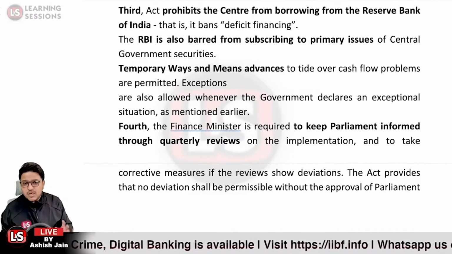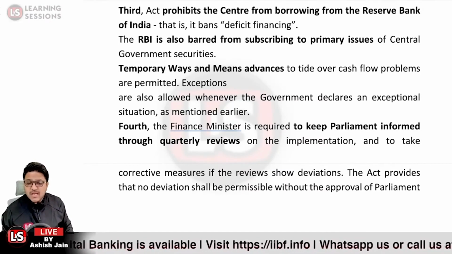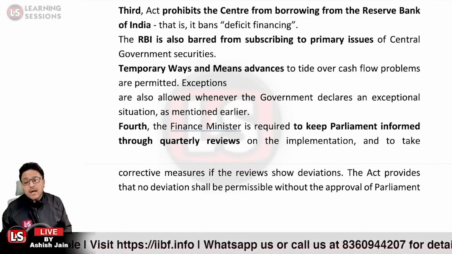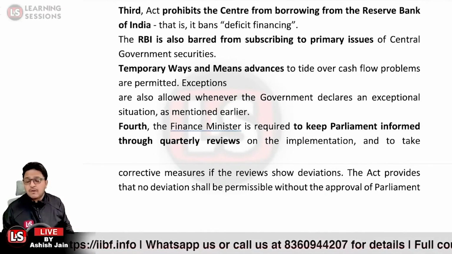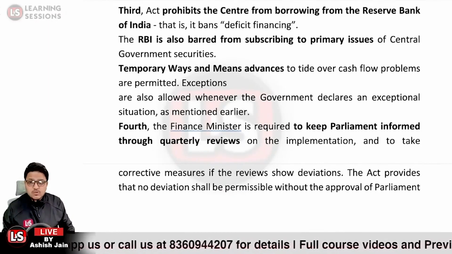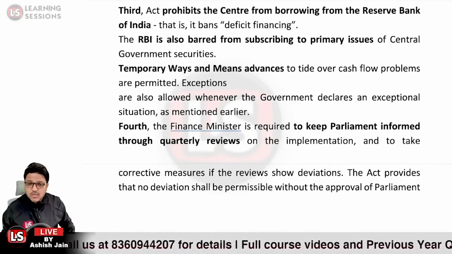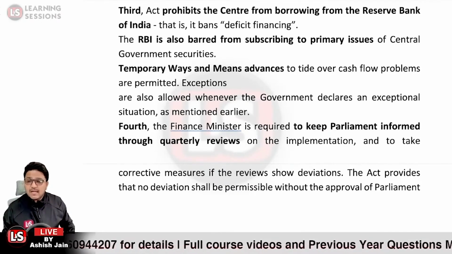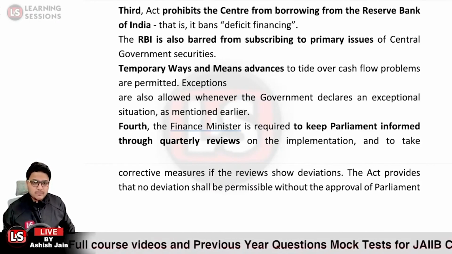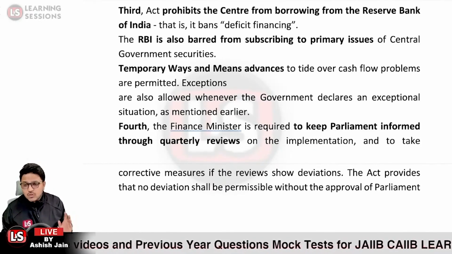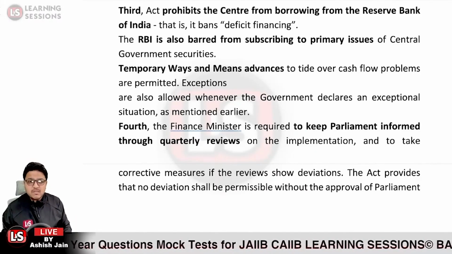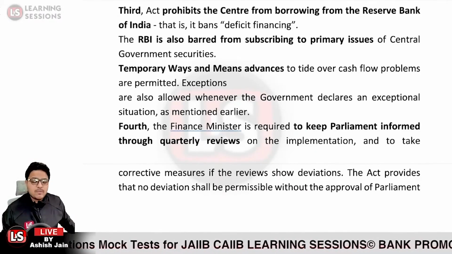So basically our budget is presented along with the three statements, and there we mention the different agendas. There must be a quarterly review, and that must be presented by the finance minister in front of parliament itself: what were the situations, what was the projection, are we able to achieve those projections or not. If there is any deviation, that must also be corrected, and the act provides that no deviation is permissible without the approval from the parliament.